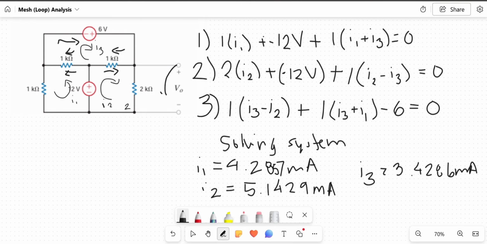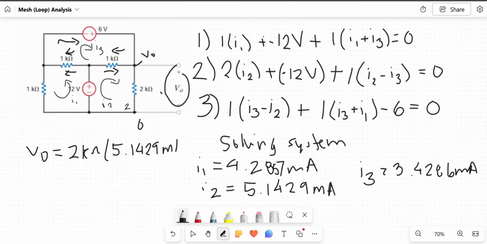And now solving for V0, we see that the current is going from the positive node to the negative node. So V naught equals 2 kiloohms times 5.1429 milliamps, and our V naught becomes 10.2857 volts.